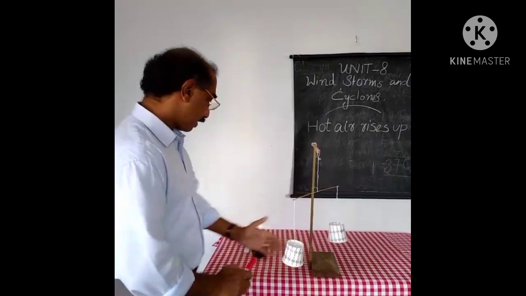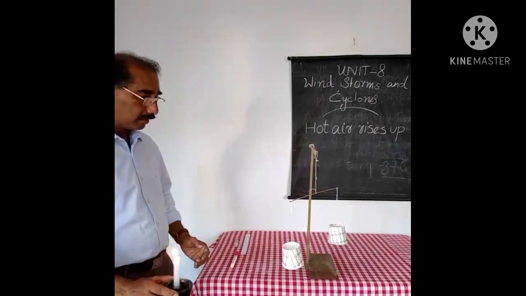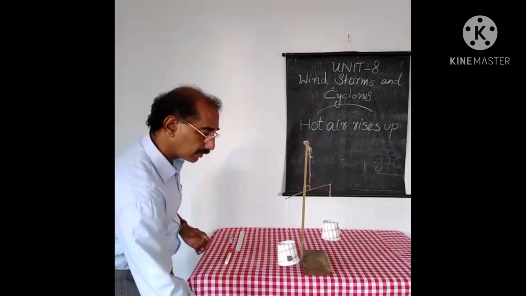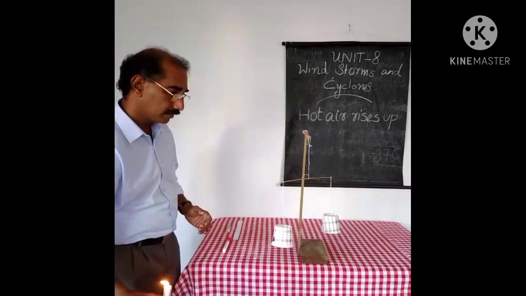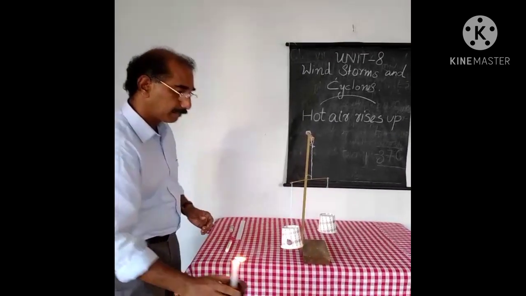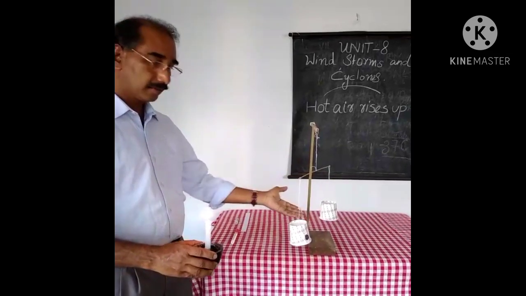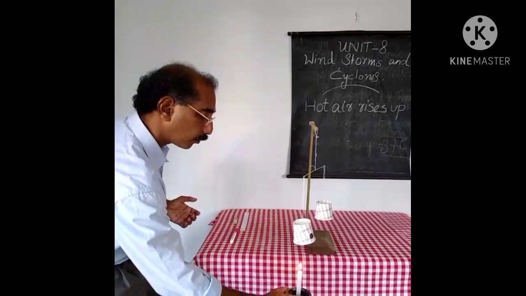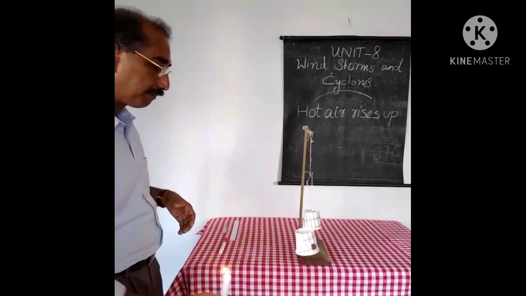Now, I have a candle here. When I show this candle here, see what happens. This paper cup is risen up. The other one comes down. Why? What is the reason? Why, when I show this candle here, does the paper cup go up?